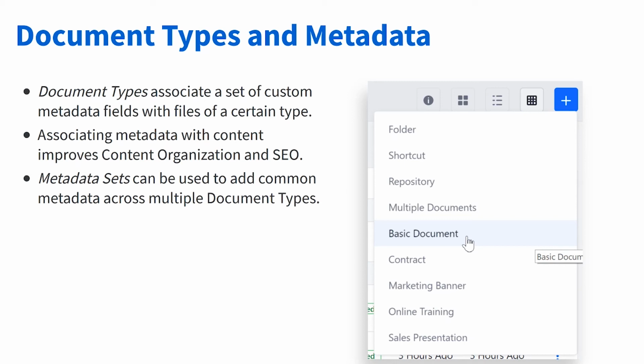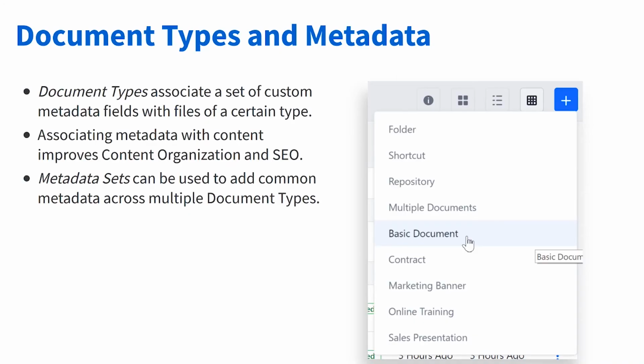Well, we can create different document types that will help organize those PDFs by saying what sort of information is in there, making sure that it's easy for us to search and find what we need, and making sure that things are in the right place. If you form good habits around making document types and providing the correct metadata, you'll have a lot better content organization and search engine optimization as well. Finally, we have metadata sets, which can be used to add common metadata across multiple document types.